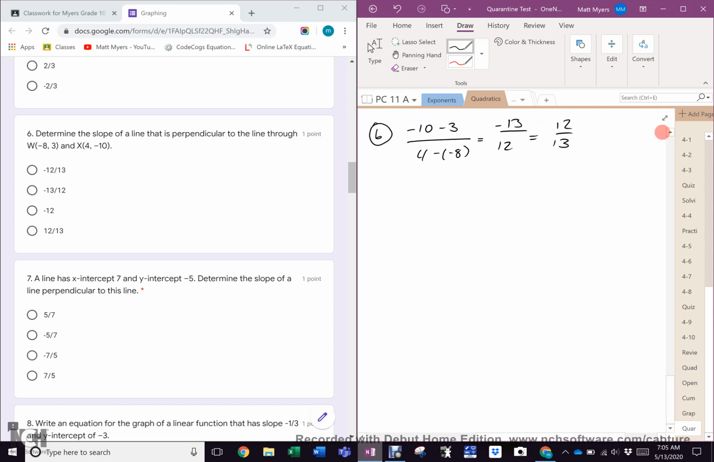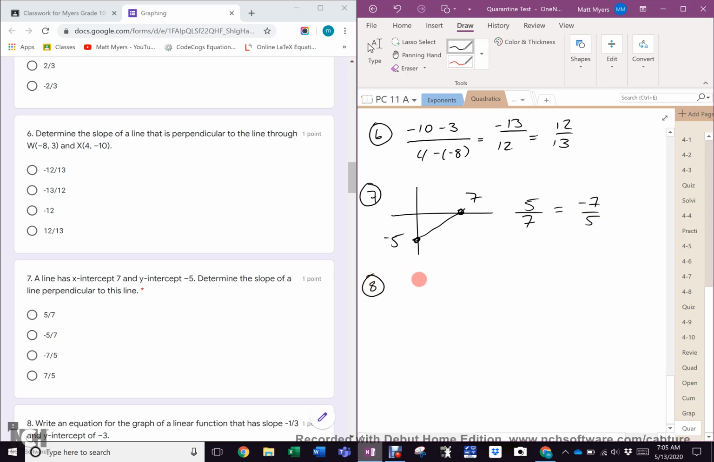Number 7, got an x-intercept of 7, a y-intercept of negative 5. What's the slope that is perpendicular to that? Well, that is 5/7, because you went up 5 and out 7. So the slope must be negative 7/5.